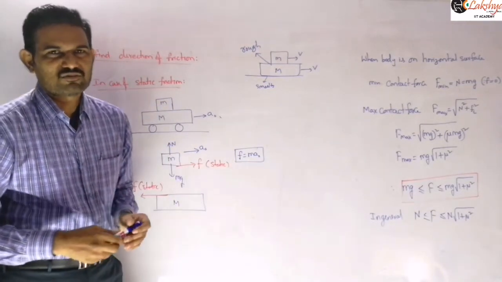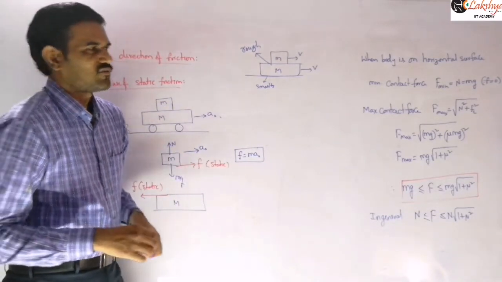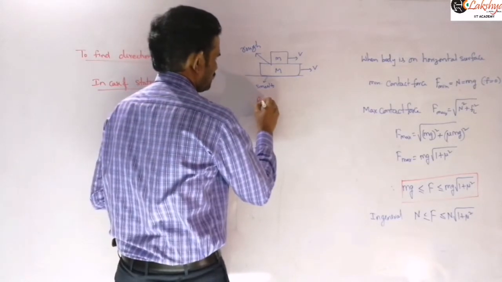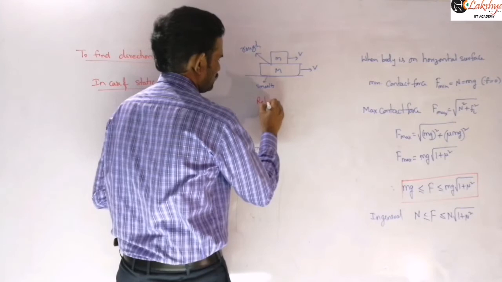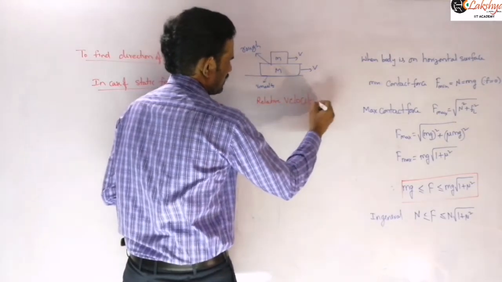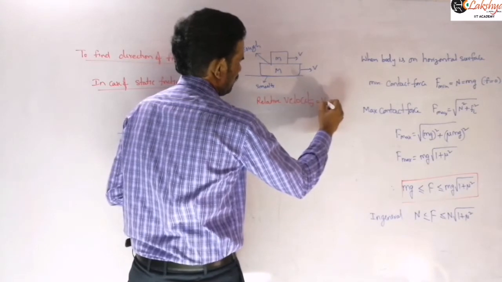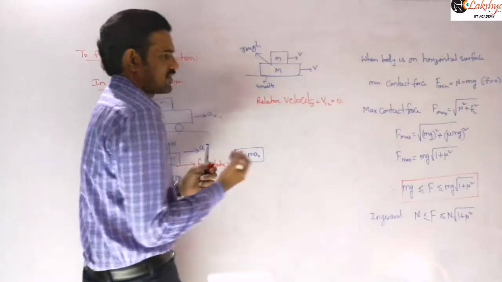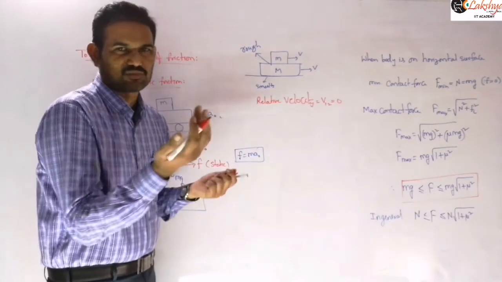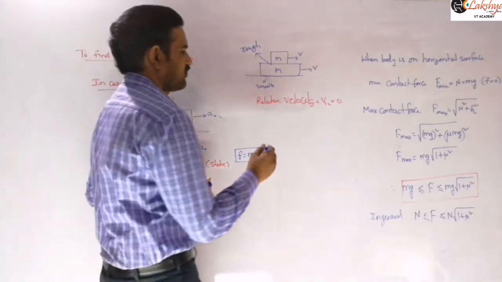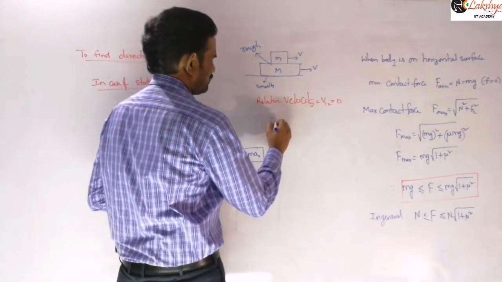Then the frictional force between those two objects will be 0 here. That means the relative velocity is 0. Relative velocity v12, with respect to 1 or with respect to 2, you can take, 1 with respect to 2 or 2 with respect to 1 you may consider. So that will be 0, and so the frictional force between them will be 0.